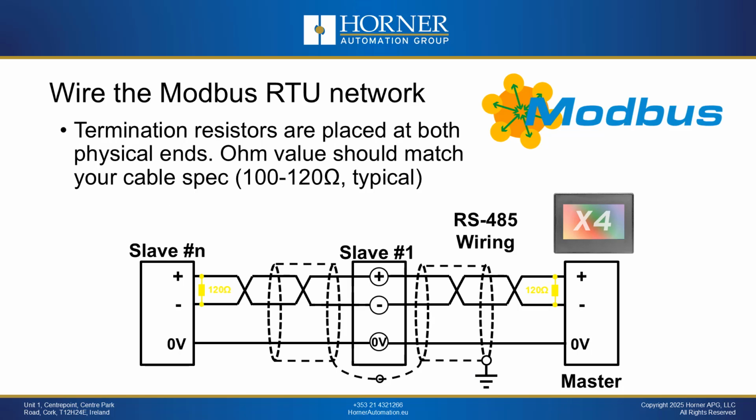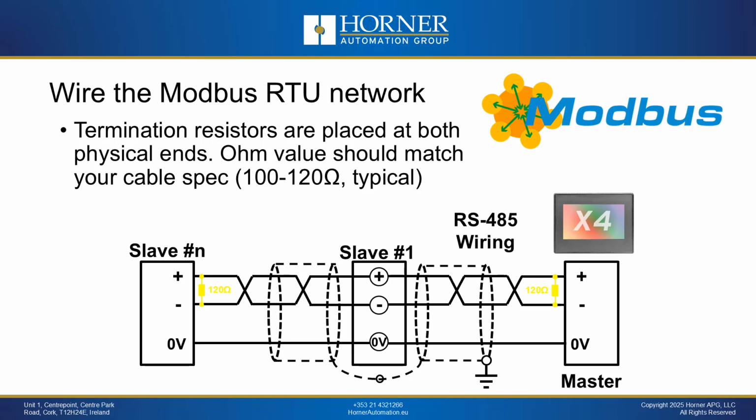Now, whether you have 2 devices on your network or 32 devices on your network, you're going to need termination resistors, one at each physical end of your network, and the value of the resistor should be based on the type of wiring you are using. For most RS485 wiring, that means 120 ohms at each end. If you are using something like Cat5, it would be 100 ohms at each end.